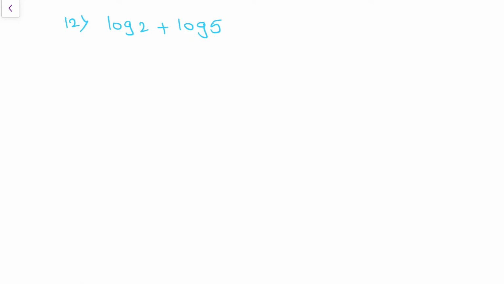What is the value of log 2 plus log 5? In logarithms, if a plus is there, it means we need to do multiplication. If multiplication is there, it means plus. If subtraction is there, it means division. If division is there, it means subtraction. So in this case plus is there, so we need to go with multiplication.